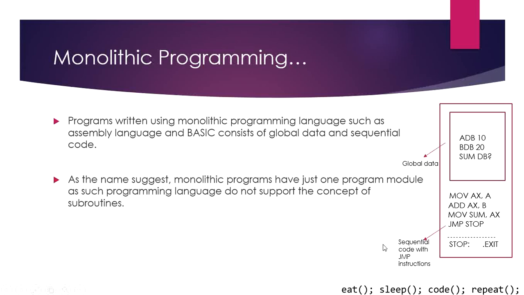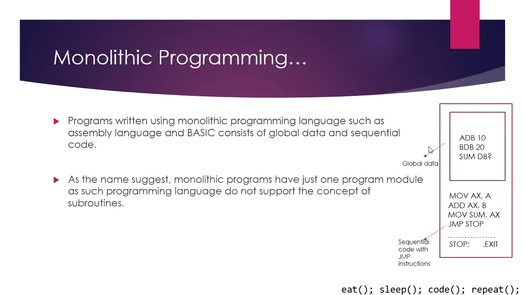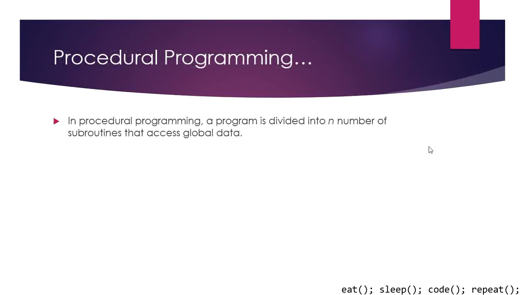This is what monolithic programming will be. You do some sequential code, like jump is an instruction, and then you have global data, but here global data is not safe, right? This data is not safe because anyone can access it and anyone can change it, which we don't want. So with monolithic programming, don't use it, though it might be used somewhere else.